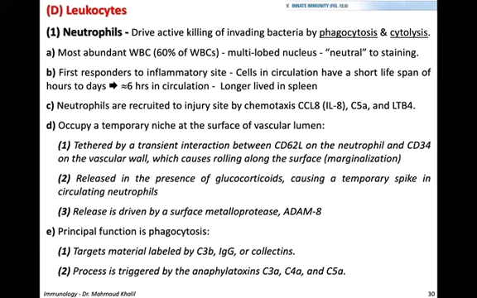The principal function of the neutrophils is phagocytosis, and the target material needs to be labeled by C3b, Ig or IgG, or collectins, types of proteins. And the process is triggered by the anaphylatoxins, C3a, C4a, and C5a. If you remember, this is the process of opsonization, opsonic phagocytosis. This is the process, opsonic and non-opsonic phagocytosis.